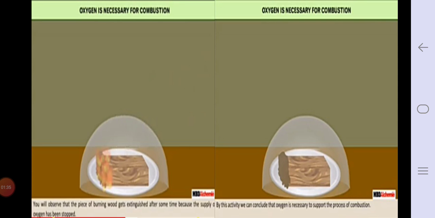Now the second activity in your book is given, activity 6.3. See what they have shown, see the pictures, you will understand. The wood is burning, but when you keep a lid on that wood and cover it so that air does not enter inside it, what happens? In the second picture you can see that the wood stops burning completely. So this concludes that oxygen is necessary for combustion. These two activities tell us how oxygen is necessary for the combustion process.